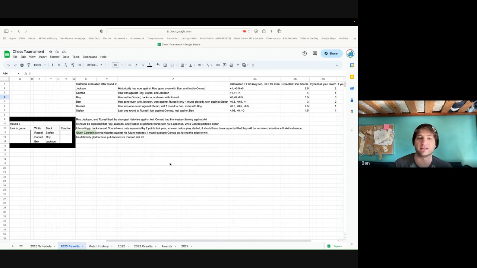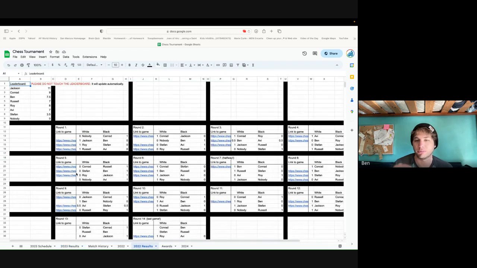And I made this note. Interestingly, Jackson and Conrad were only separated by 2 points last year. So if you go to the results of 2022, and we played a double round robin here instead of a single round robin, if you look at the difference here, this is basically just Jackson beating Avi and Conrad not beating Avi. If they'd both gone 1-1 against Avi, it would have been a tie.